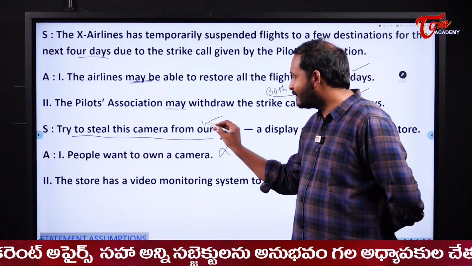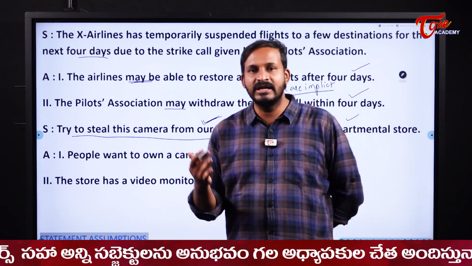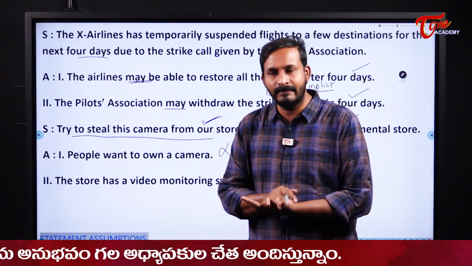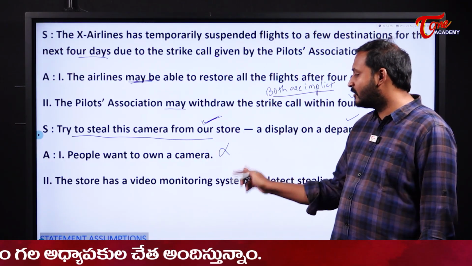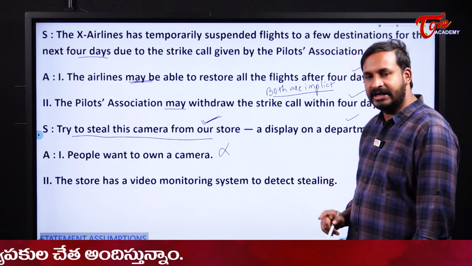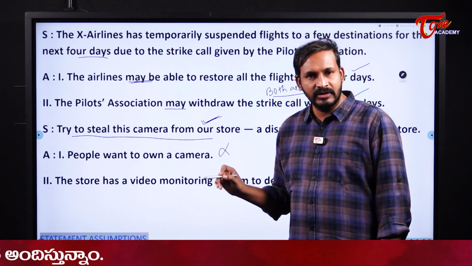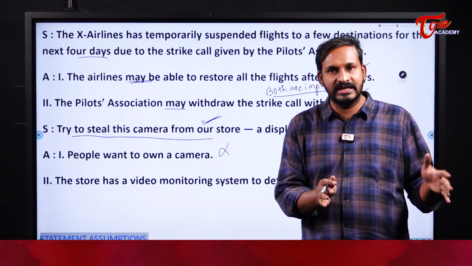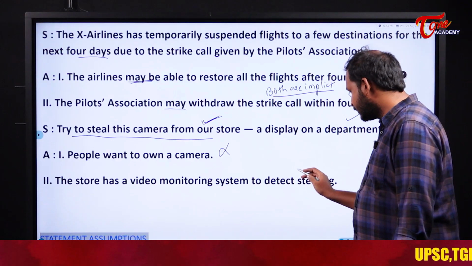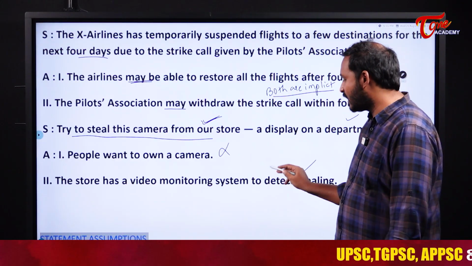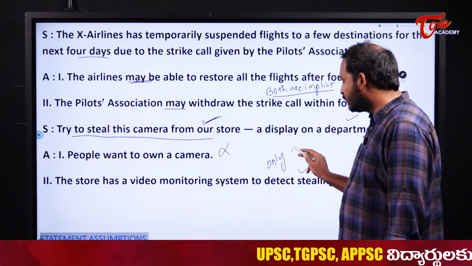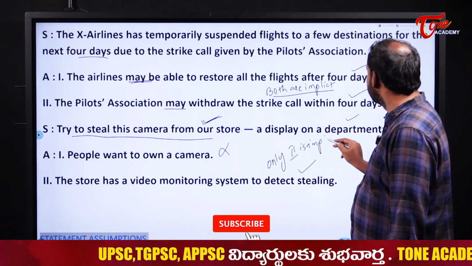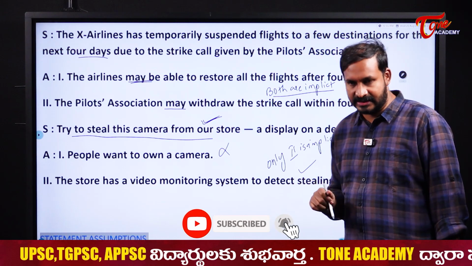See here students, if you are making any challenge means definitely you will have a backup plan for that, right, to stop that one. Yes, that backup plan is here what? The store has a video monitoring system to detect stealing. So he is challenging means yes, he has a backup plan of some video monitoring system. That is the reason he is challenging the public. So that one is implicit. So here our answer becomes only second is implicit. Only second one is implicit for us here.